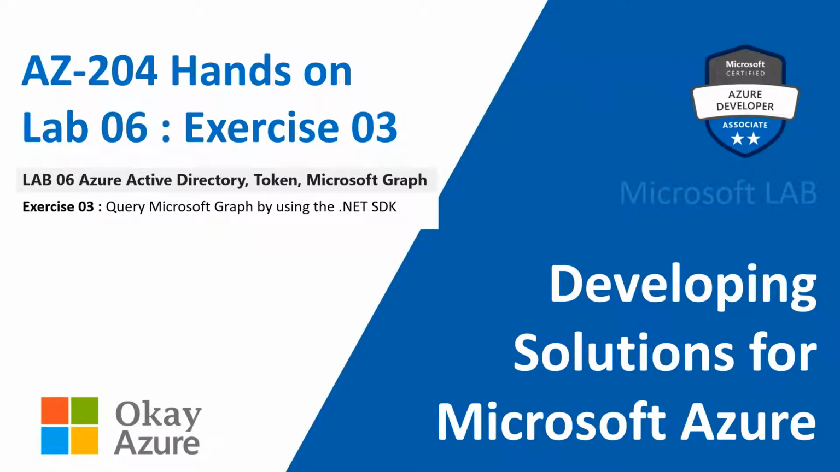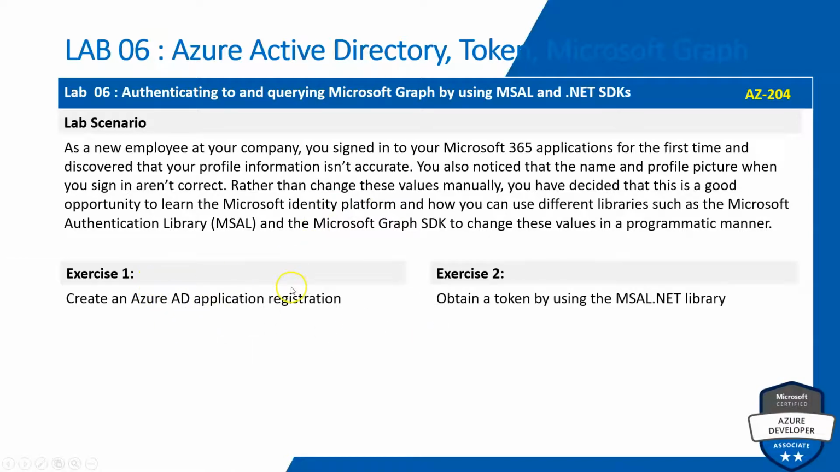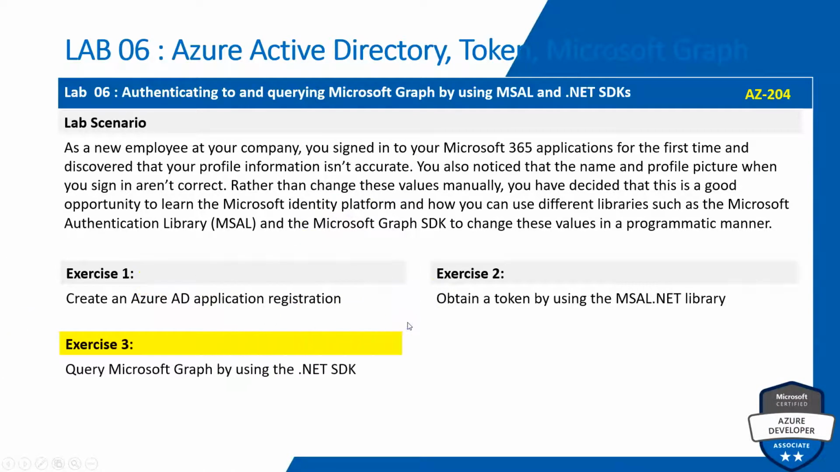Hello friends, welcome back to Azure 204 Lab 6 Exercise 3. Here is the lab scenario, and so far we are done with exercise 1 and exercise 2. In this video, exercise 3, which says query Microsoft Graph by using the .NET SDK. So basically we are going to read the user profile by using the Microsoft Graph API. Okay, so let's go to the instructions page.